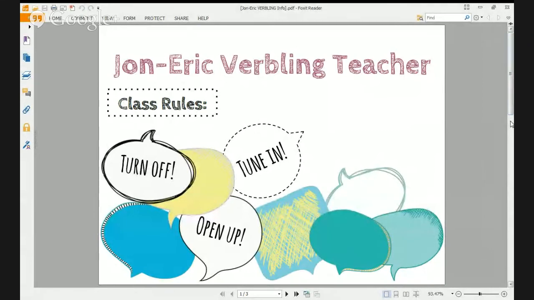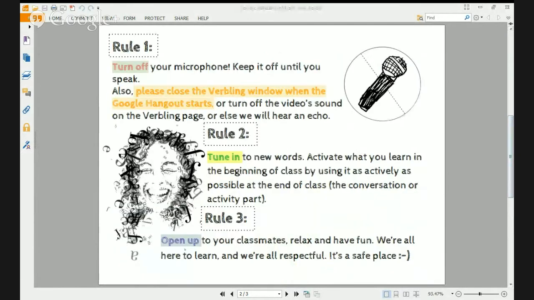By the way, here are 3 quick rules to help you participate. Don't forget to turn off, tune in, and open up, which means when you're not speaking, turn off your microphone so that we can keep the classroom quiet. When you are speaking, tune in to the new words that you're learning. Use them actively so that I can correct you. And rule 3 is open up. Open up to your classmates. Relax and have fun. We're all here to learn, and this is a safe and respectful place to practice your English.